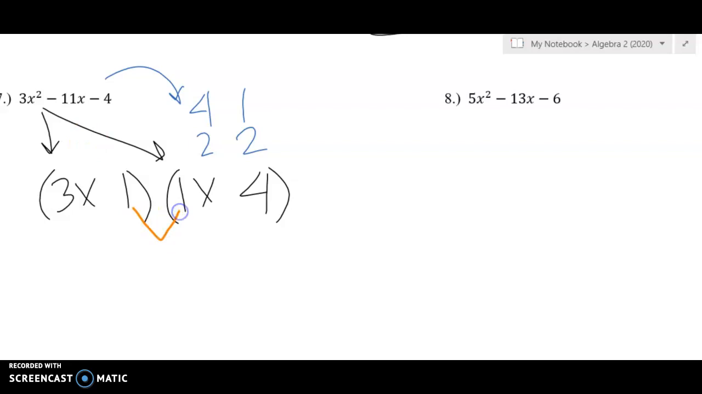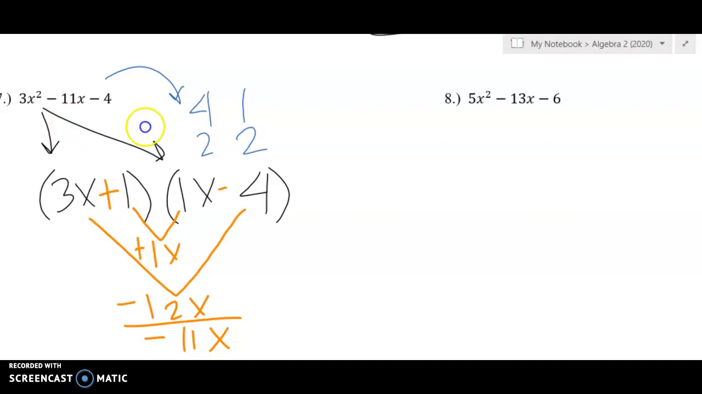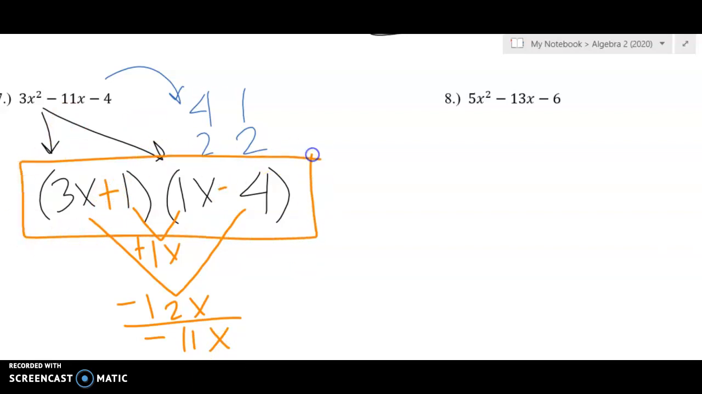I'm going to do my little method here in orange. Multiply the inside, multiply the outside. I need those to match negative 11. So I need the 12 to be negative and the 1 to be positive. And then I backtrack here. So that means the 1 is positive and the 4 is going to have to be negative. And there's my factored form. Same thing for the next one.